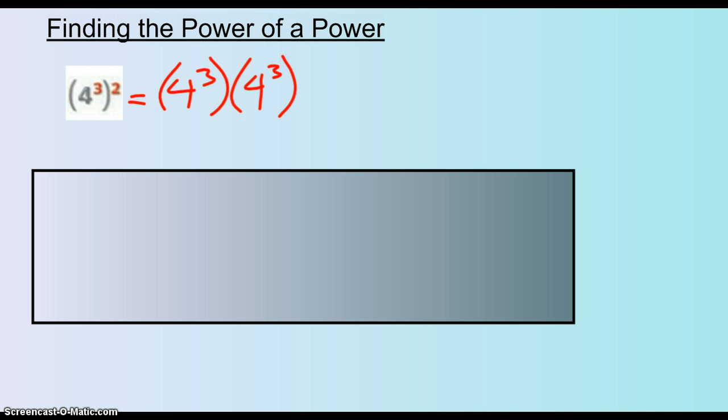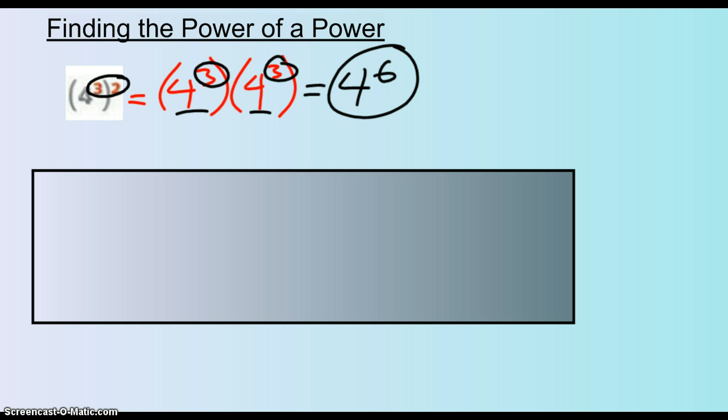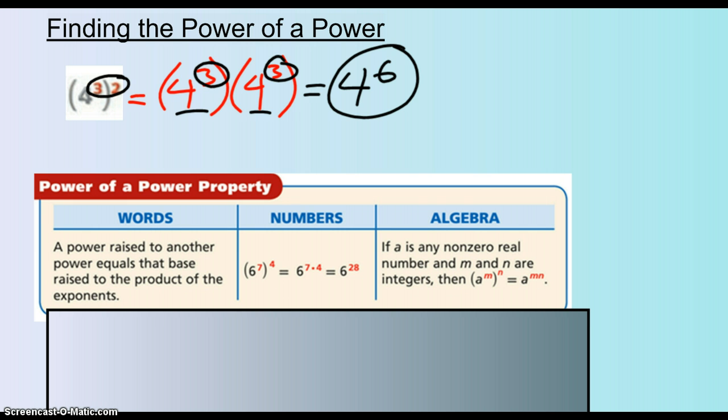But since we just learned that if we have the same base and we're multiplying, I can add my two exponents together. So this is really 4 to the sixth power. So the shortcut here, when you have a power to a power, is to multiply those two things together. So this is our power to a power rule. If you have a power to a power, you can multiply those two powers together and keep the same base.